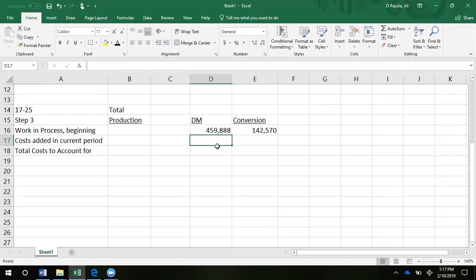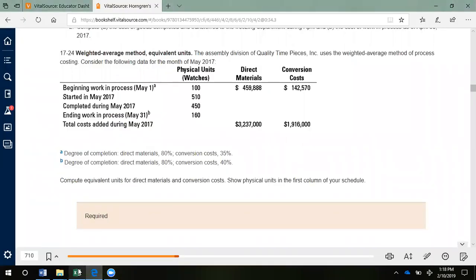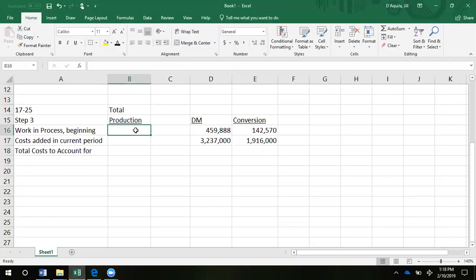Costs that were added, your book said $3,237. Let me restate that. $3,237,000, and that belongs right over here. $1,916,000 for conversion. So those were simply copied right from your book. Let me add our numbers to get some totals.